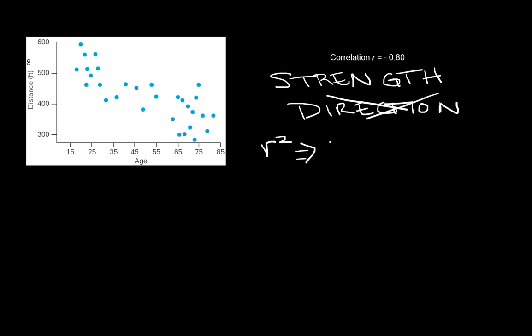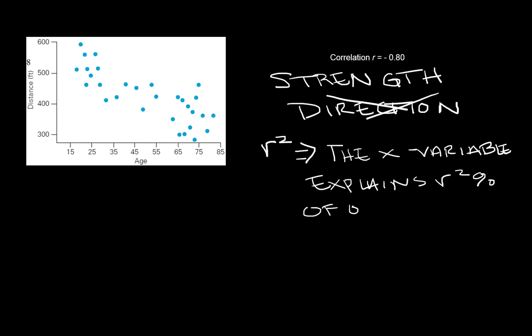So R squared generically will be stated as the x variable. Remember, that's the variable on the x-axis. Explain R squared percent of observed variation in the y variable. So generically, that's how you will interpret.